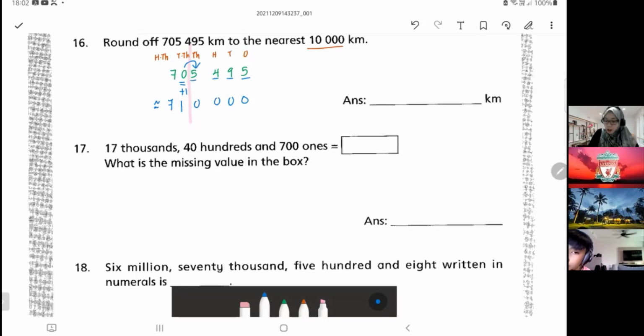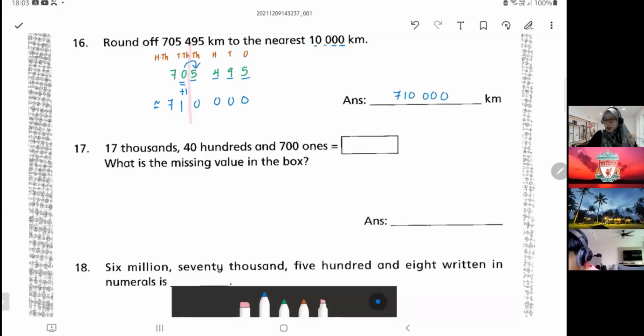Okay, if you want a clue, look at the 10,000. How many zeros does it have? 1, 2, 3, 4. If the number that they ask you to round off to has 4 zeros, then the number you change it to must also have 4 zeros. That's your clue. So I draw the line at the number I underline, and whatever is behind that line on the right-hand side is all 0. The number before the line, you need to do properly: either you remain or you add plus 1. Okay, the answer is 710,000.